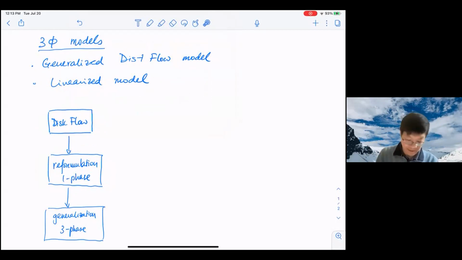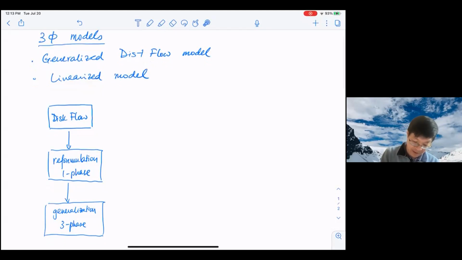Again, all details are in the notes, and we saw a bit of this reformulation, but we'll look at this more closely. The reformulation is such that the two models, the DistFlow model and this reformulation, are equivalent. Again, equivalent in the sense that we discussed before: there's a one-to-one correspondence between the solution sets. But it is more convenient. And then we will generalize this reformulated single-phase model to a three-phase setting.